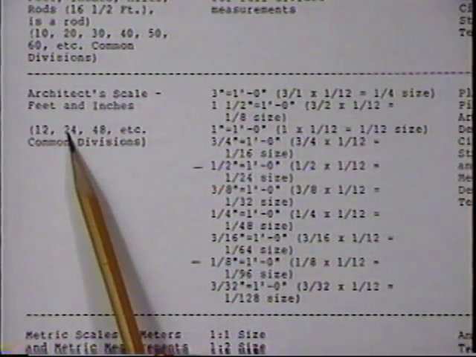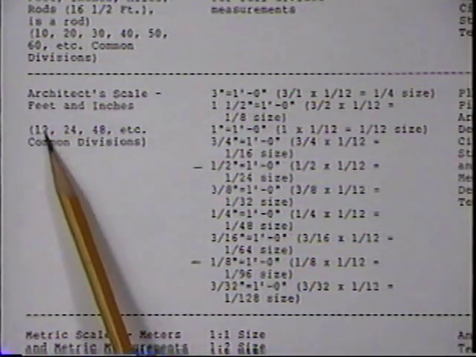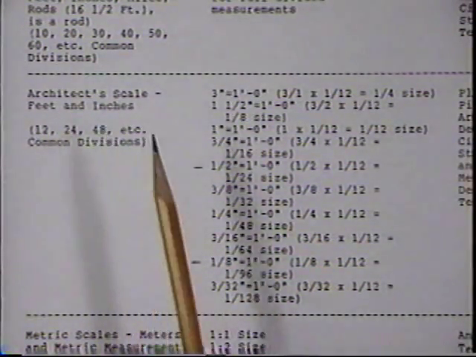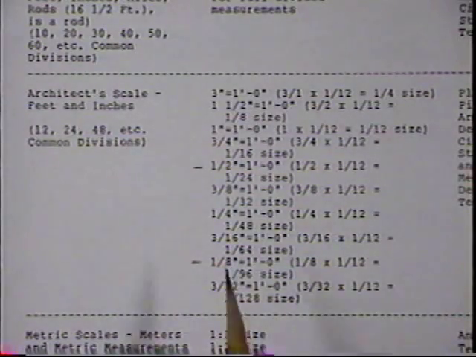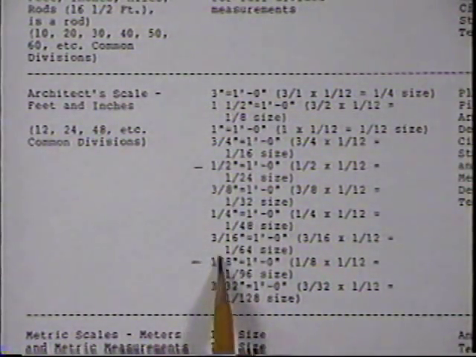If we have 24 marks, well, then we can discriminate to a half an inch. If we got 48 marks, we can probably discriminate all the way down to a quarter of an inch. But we got 12, 24, 48, 96, and so on. The two we're going to look at are ½ inch equals a foot, and 1/8 inch equals a foot. And I've got both of those here.